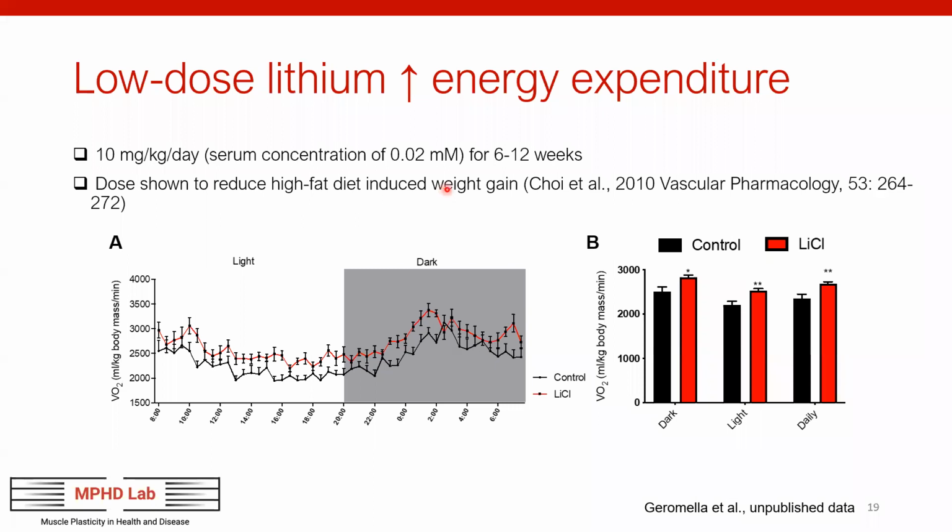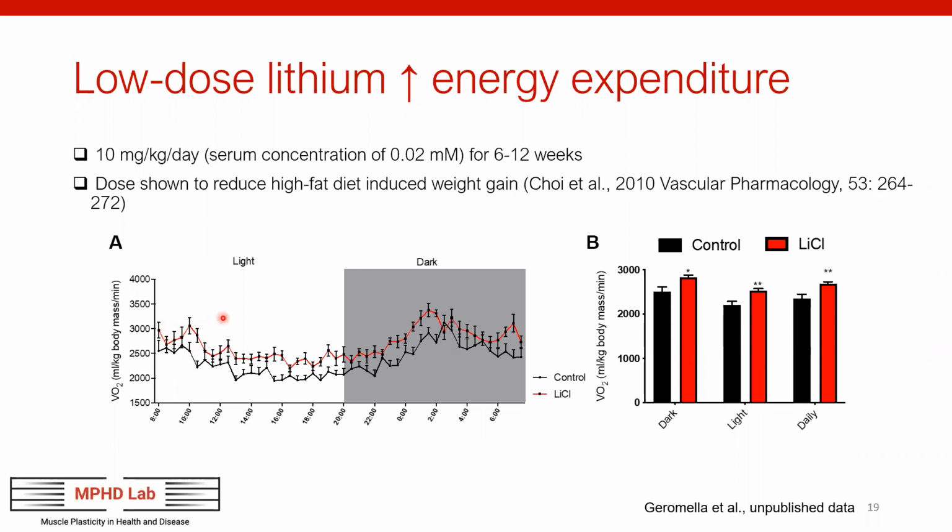And when we measure energy expenditure in the Promethean metabolic cages, which Dr. Rebecca McPherson has through CFI funds, we can see an increase in energy expenditure in light and dark phases. So if you look at panel A here, we have time on the horizontal x-axis. On the vertical y-axis, we have the rate of oxygen consumption, which is normalized to body mass. And I'll get back to this in the next couple of slides. So this is indirect calorimetry, using oxygen consumption as an indirect measure of energy expenditure. The control mice that were not fed lithium are in black, and the lithium-fed mice are in red.